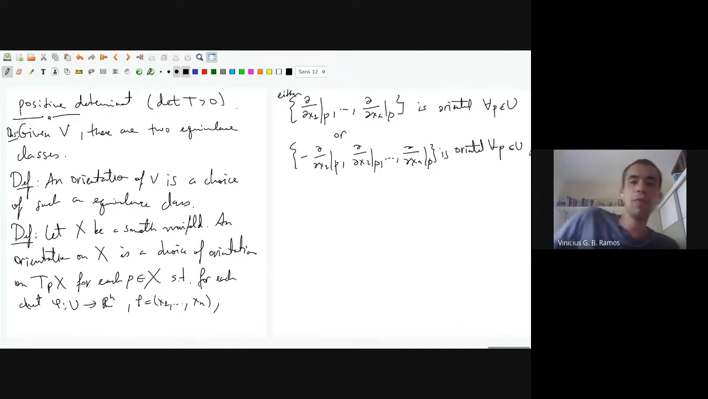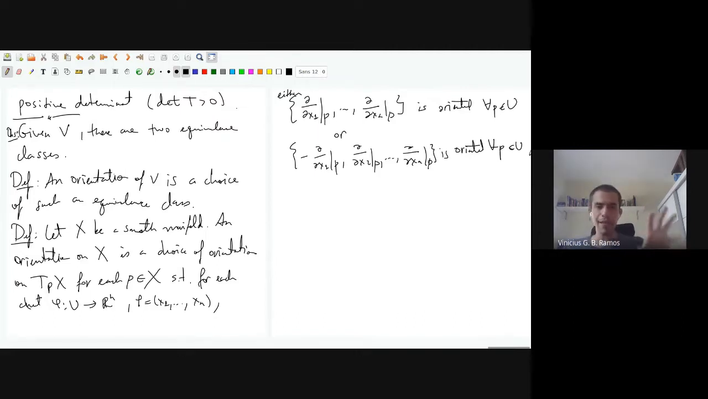Okay, so what I'm trying to say is, if I look at any chart around any point, that gives me a diffeomorphism between the manifold and a little piece of Rn. And in Rn, I have a canonical orientation, and it doesn't actually change with the point. So basically, for every point in Rn, the tangent space can be seen as the whole Rn. So, I have a basis there.